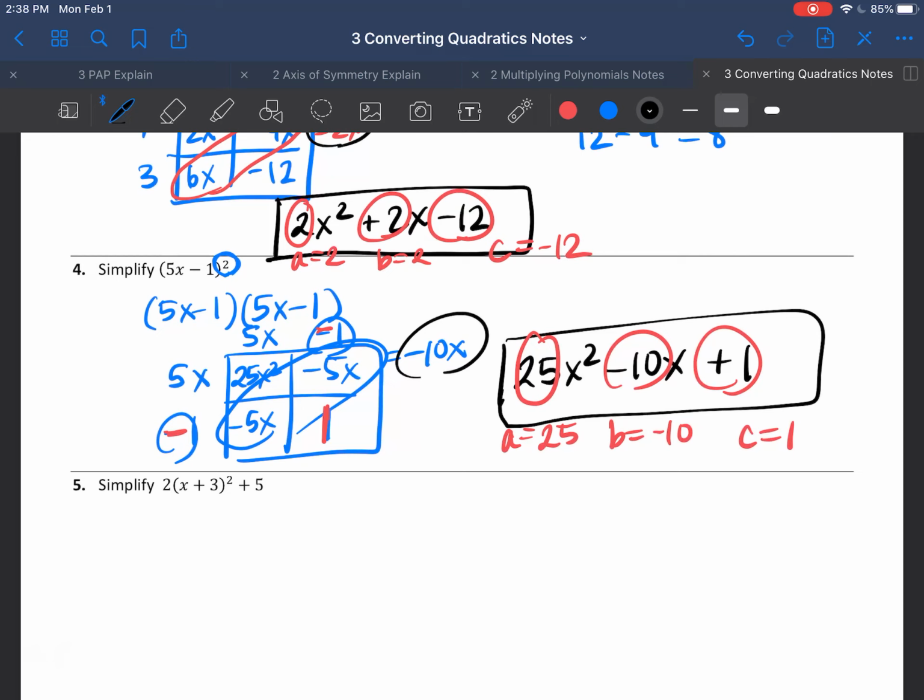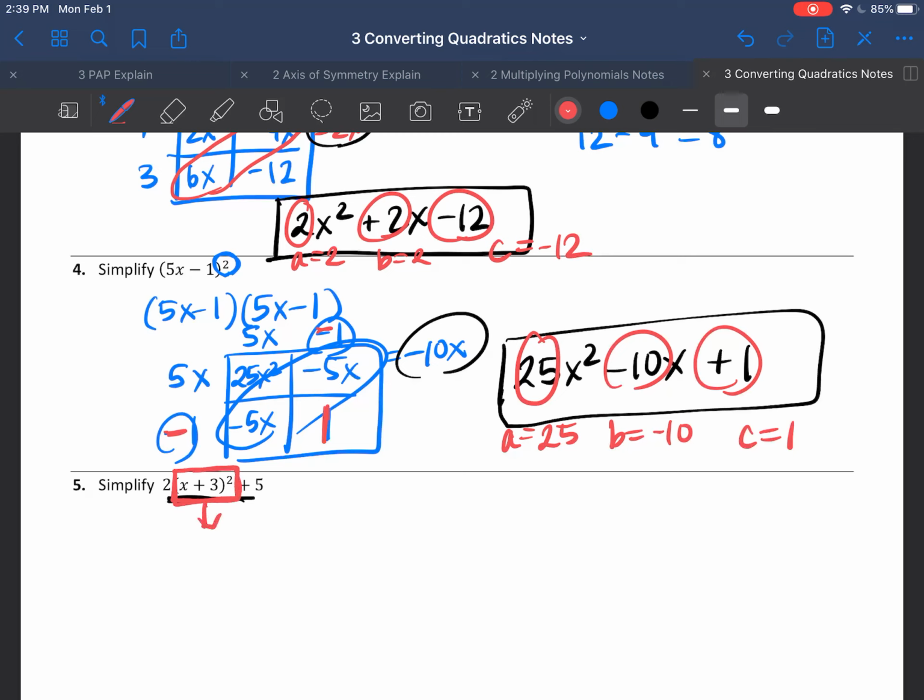All right, number 5, this is going to be the new one. Okay, notice this is vertex form, and we want to convert it to standard form. That's what they mean by simplify. When they say simplify, that means get rid of all parentheses and combine like terms. So the very first thing you have to do is follow order of operations, PEMDAS, which says parentheses, exponents. And so you have to take care of this guy right here first.